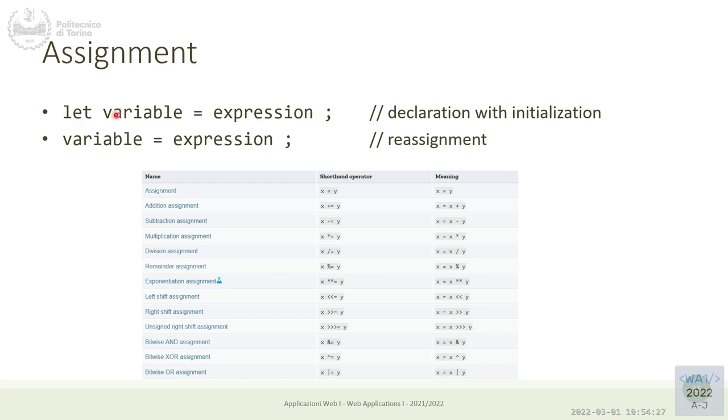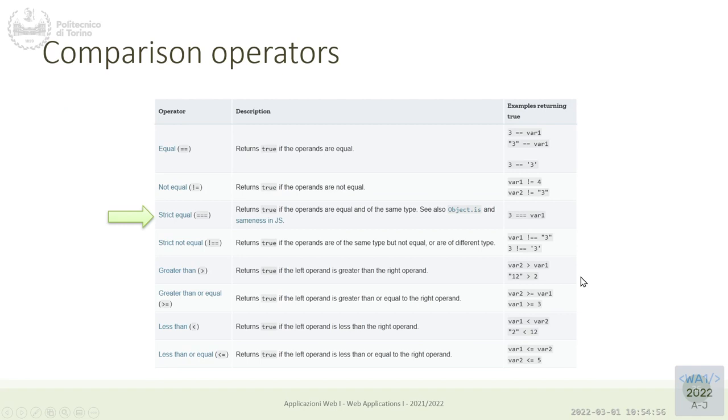Of course, if I have a let declaration, basically we are first declaring the variable and then assigning it the first value. So there's initialization and declaration put together in the form of an expression statement. And we have all the combined assignments like we have in C, for example, plus equal, times equal, and so on, all the combined operators that we expect.